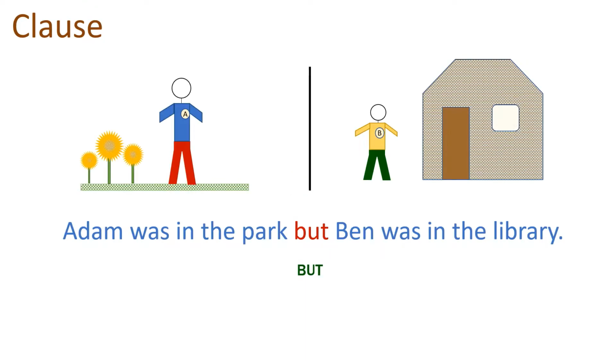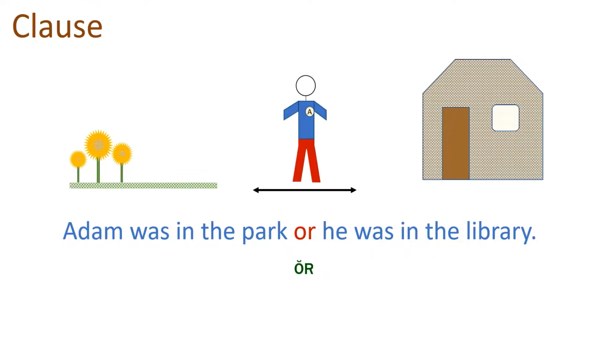There are two other conjunctions that work in a similar way. The conjunction but is used to join two clauses that appear to be the opposite of each other. So, Adam was in the park, but Ben was in the library. Or is used to join two clauses that cannot be true at the same time. So, Adam was in the park, or he was in the library.